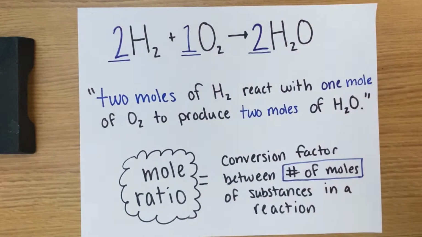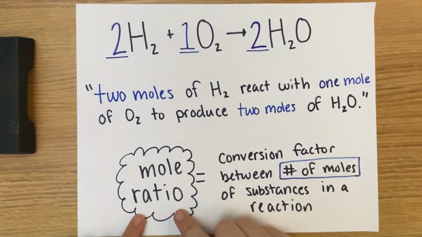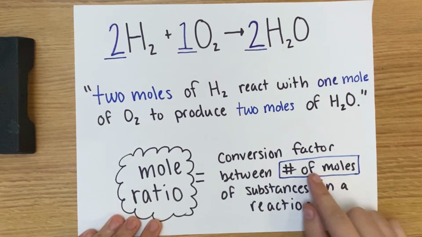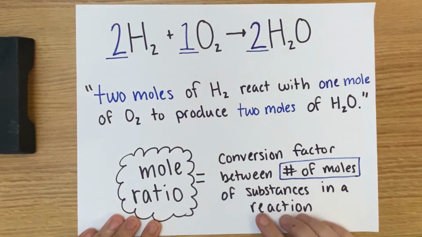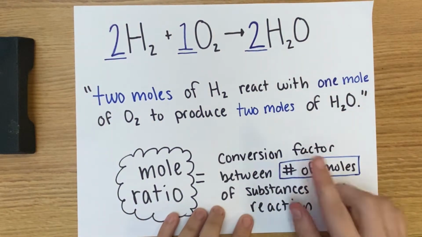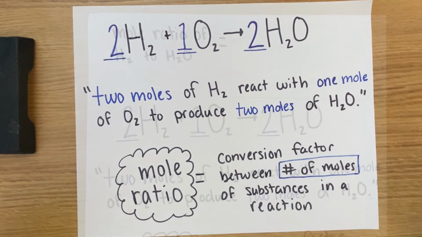We actually have a special name for this relationship called the mole ratio. So the mole ratio is a conversion factor between the number of moles of different substances in a reaction. Since it is a conversion factor, we can use it in calculations.